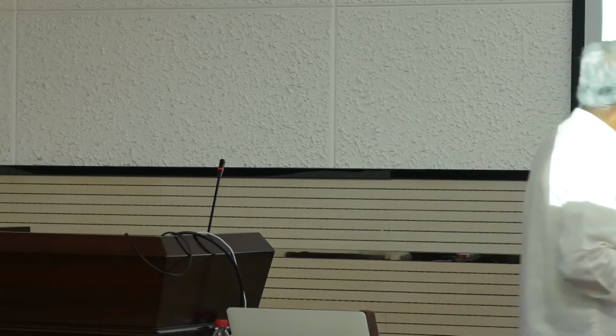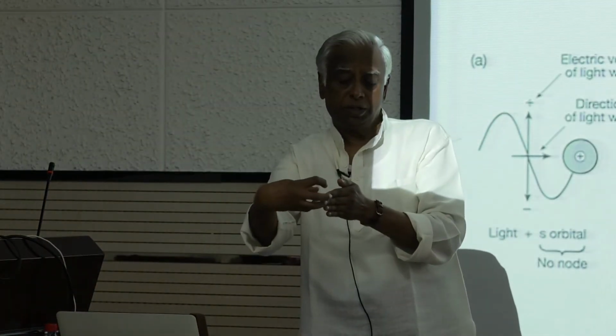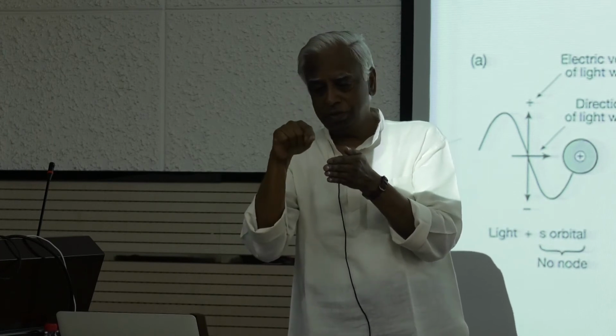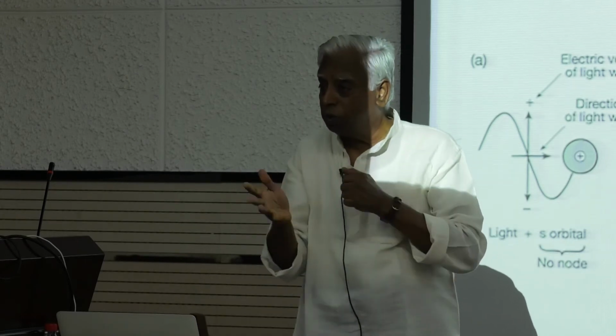The more important thing to notice is that these two orbitals are of different symmetry. Symmetry means, if you take this, it looks like a sphere, while this one looks more like an ellipsoid. The S orbital looks like a ball, and when light is going through, the S orbital is converted into something like this. So now this S and that one are not of the same symmetry. You cannot overlap them.